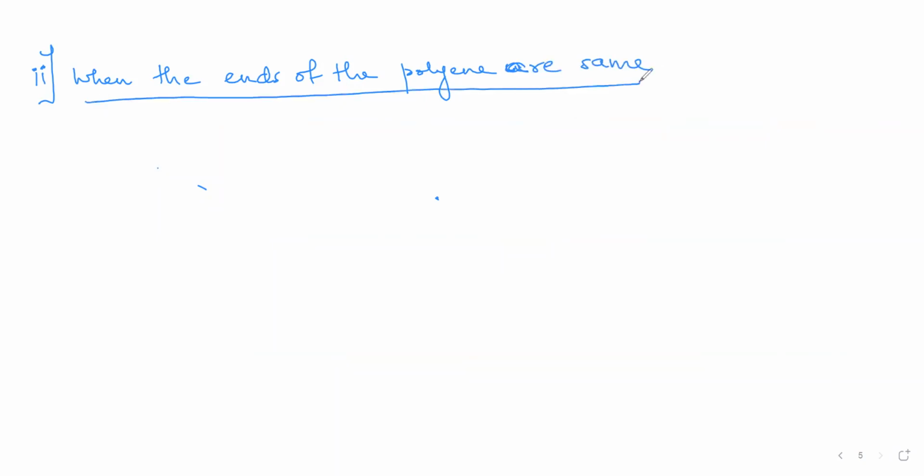This rule you will use when the ends of the polyene are same. Ends of the polyene are same. That means something like this. The ends of the polyene are same. मतलब symmetrical डाइन लिया है मैंने.